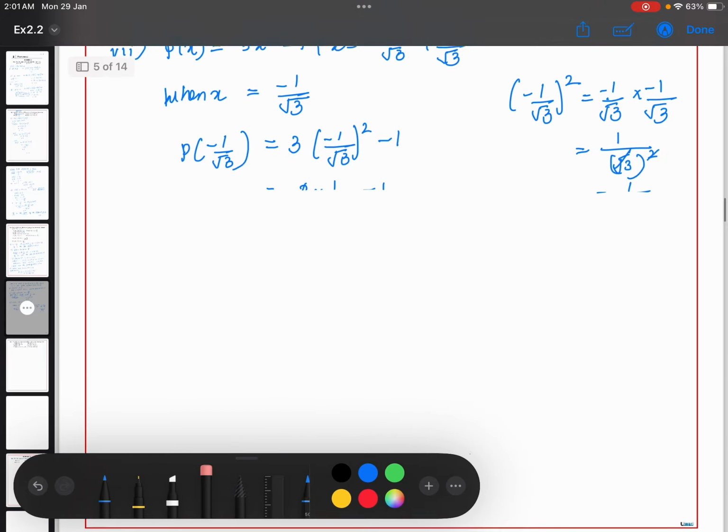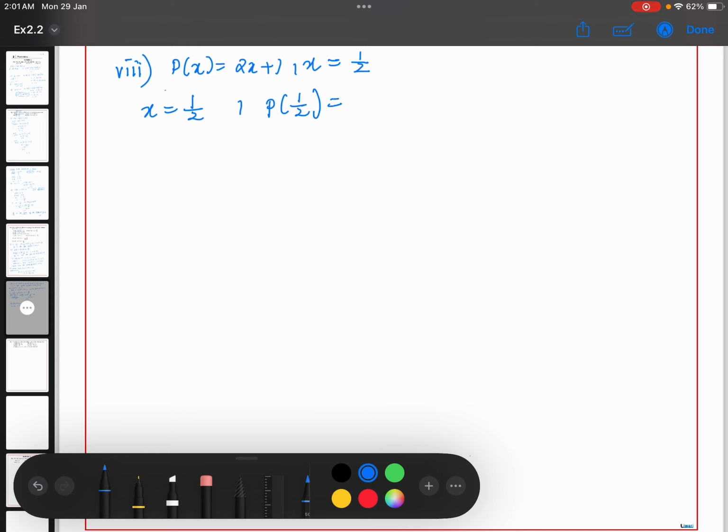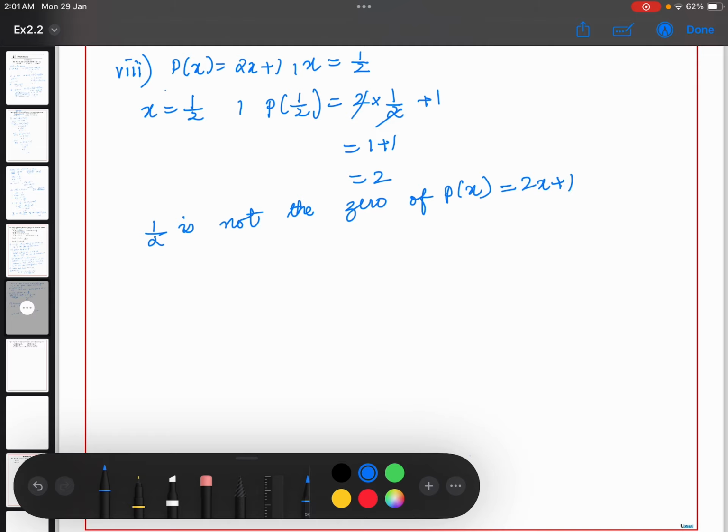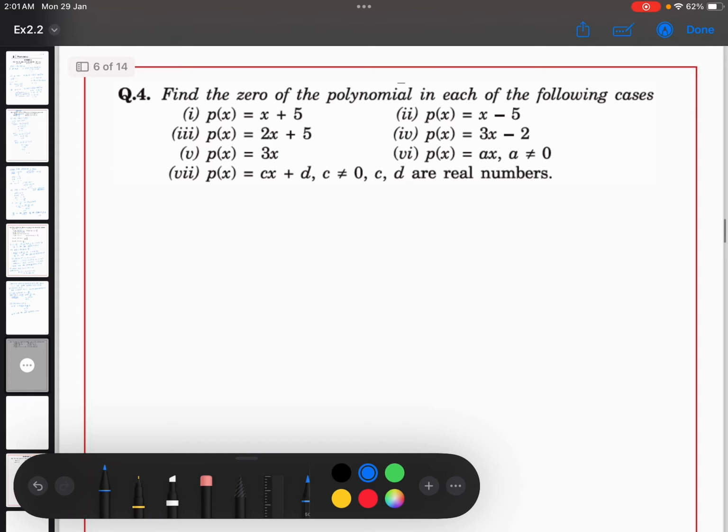Now quickly moving on to the last question for question number 3. All right, which is question number 8. P of x equal to 2x plus 1 and x equal to half. Okay, now simply put x equal to half. What will we get? P of half will be 2 into 1 by 2 plus 1. Cancel out, so we get 1 plus 1 equal to 2. So half is not the zero of p of x equal to 2x plus 1, okay? All right, so now we shall be moving on to the last question for this exercise.